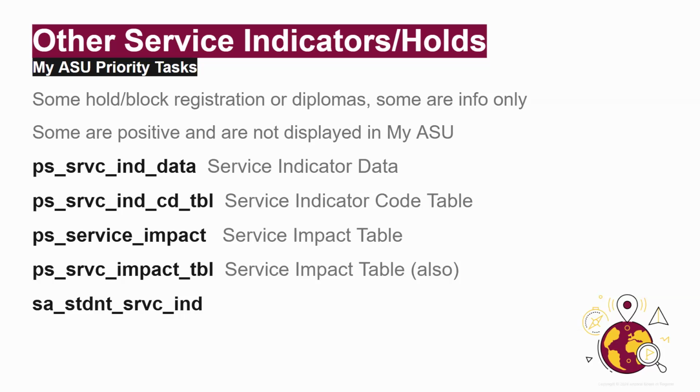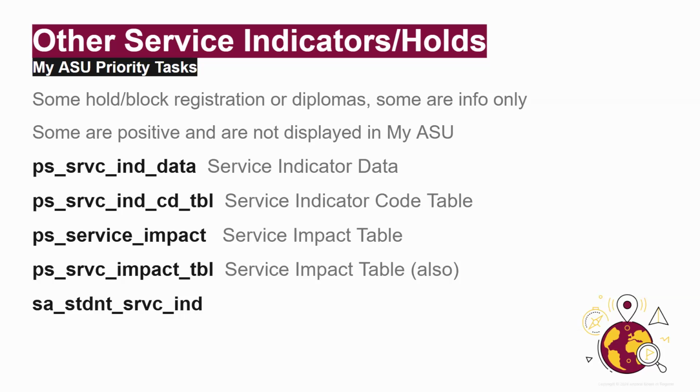So these are all the tables that tell you if the student has a service indicator, what it is, what it's for, what is the message displayed to the student. I forgot to list the name of the custom table that stores the HTML that isn't in the delivered table, but there is one.